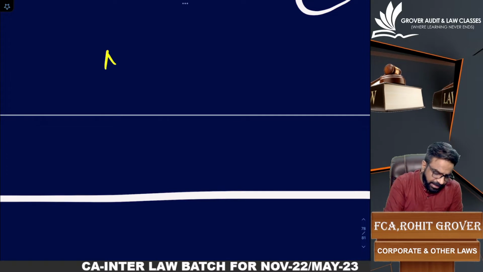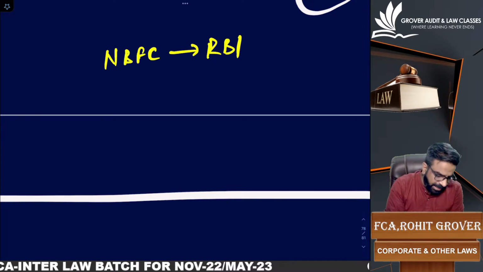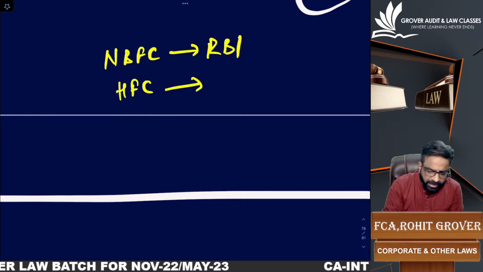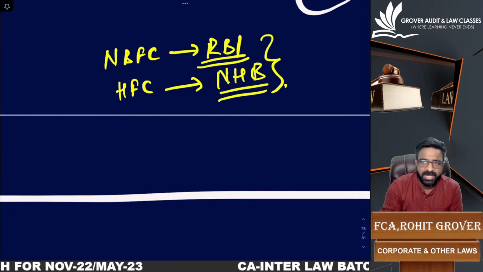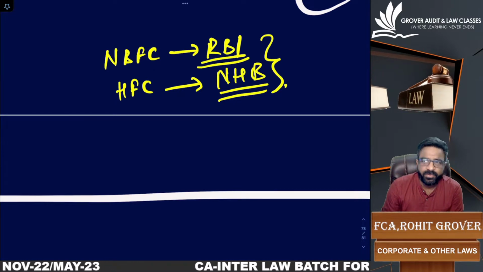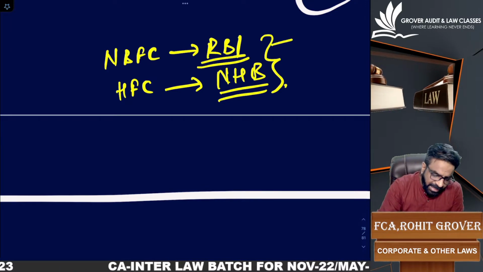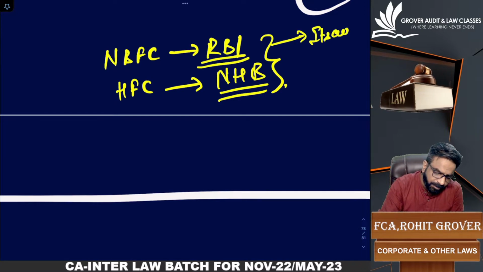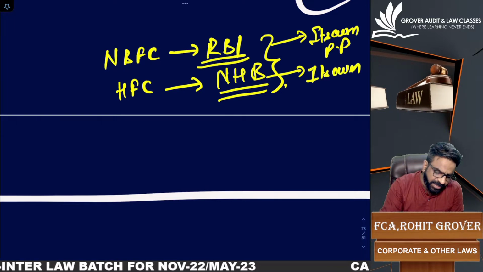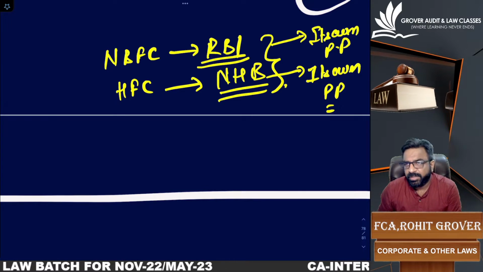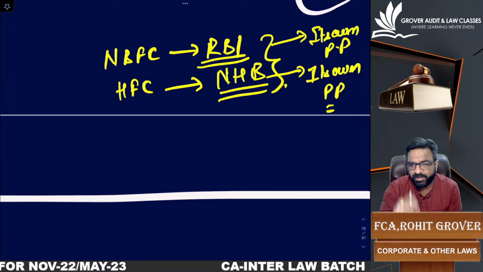Remember one thing, in India, NBFCs are regulated by RBI, the Reserve Bank of India. And if you're a housing finance company, you are regulated by NHB, the National Housing Bank. So these are the two regulators. Like for insurance companies, we have the IRDA regulator. For NBFCs, we have RBI. And for HFC companies, we have NHB. Now, if the RBI has its own private placement guidelines, and the NHB has its own private placement guidelines, tell me, Amma, you are an NBFC, you have Companies Act private placement guidelines and RBI private placement guidelines. Which one will you follow?